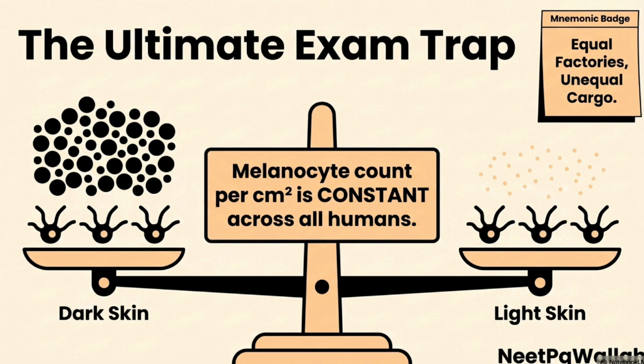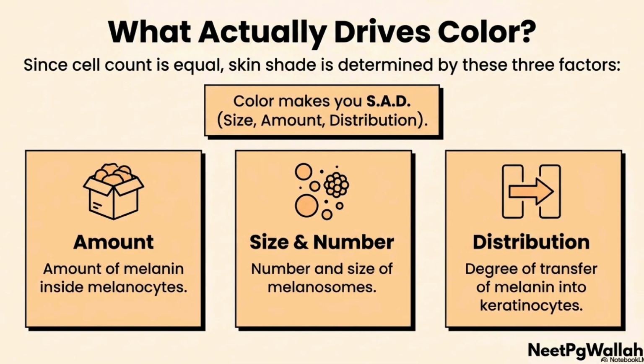So the difference in our skin color doesn't come from having more factories. It comes entirely from the unequal cargo those factories are pushing out. Crazy, right? If the factory count is totally equal, what's actually driving the color? It boils down to a simple mnemonic: SAD. Skin color makes you SAD. That stands for size, amount, and distribution.